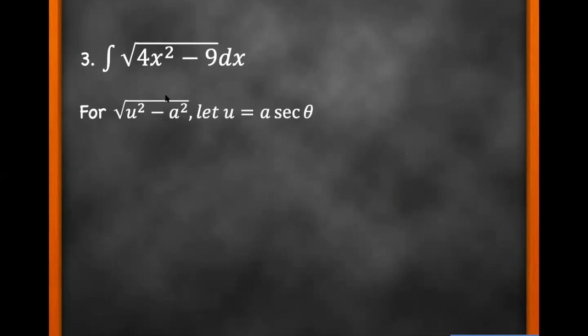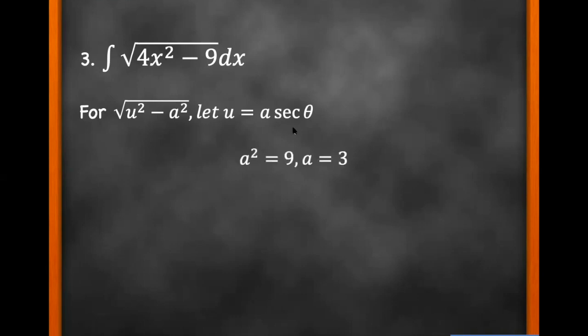Okay, so we have the last example. Let's find the integral of the square root of 4x squared minus 9 times dx. So again, this is a familiar form wherein we have in the integrand the form u squared minus a squared. So we need to replace u by the trigonometric function a secant theta, where a is a constant. So this integrand is really of the form u squared minus a squared. But we have the variable x here in the given problem.